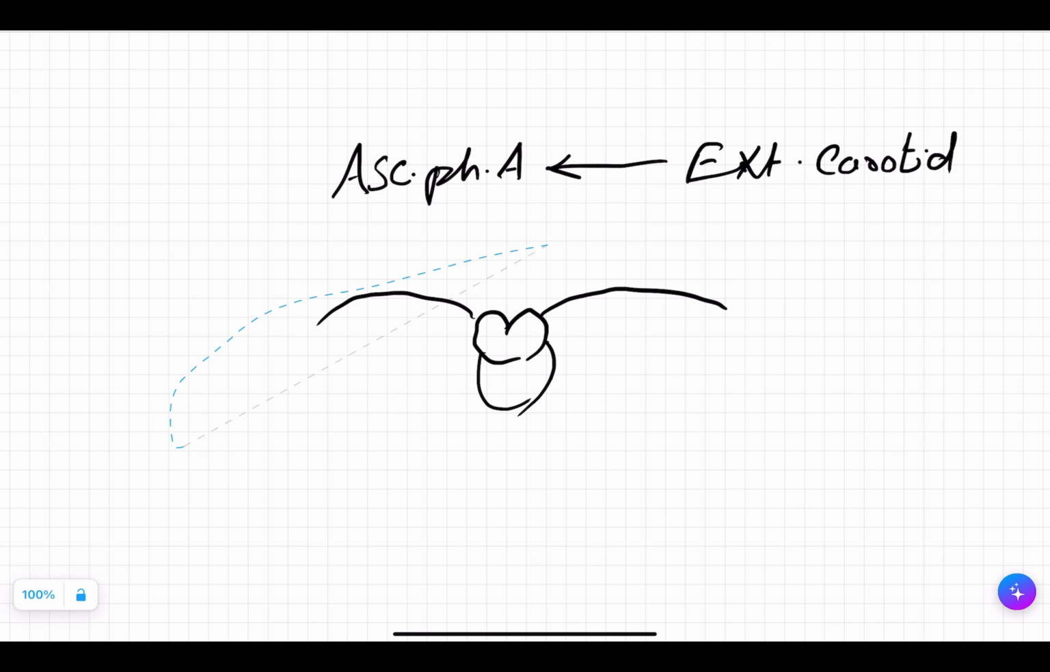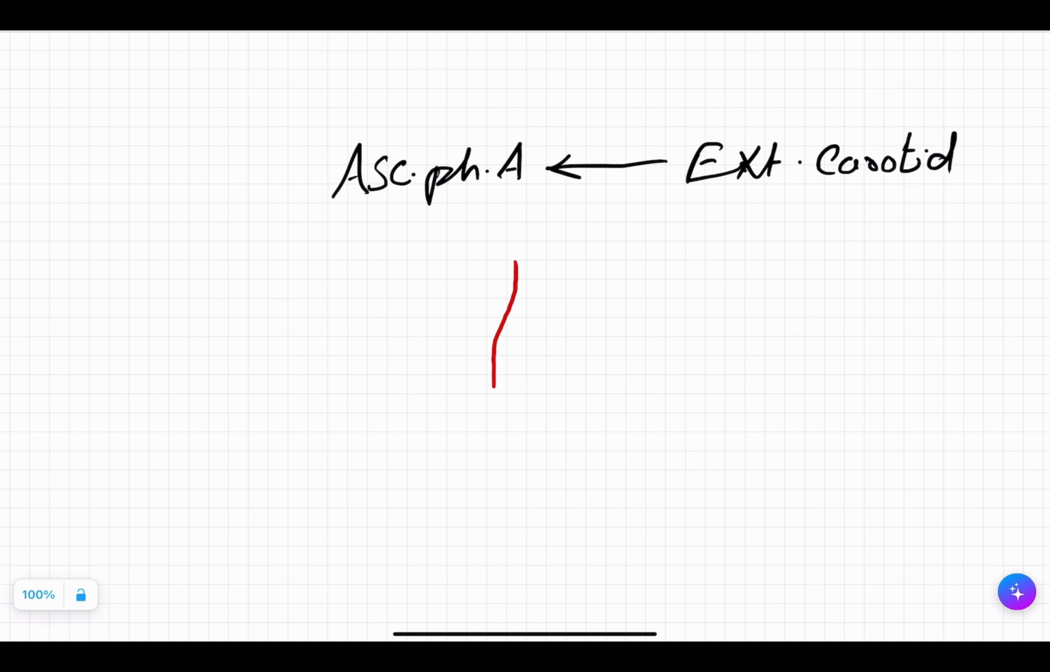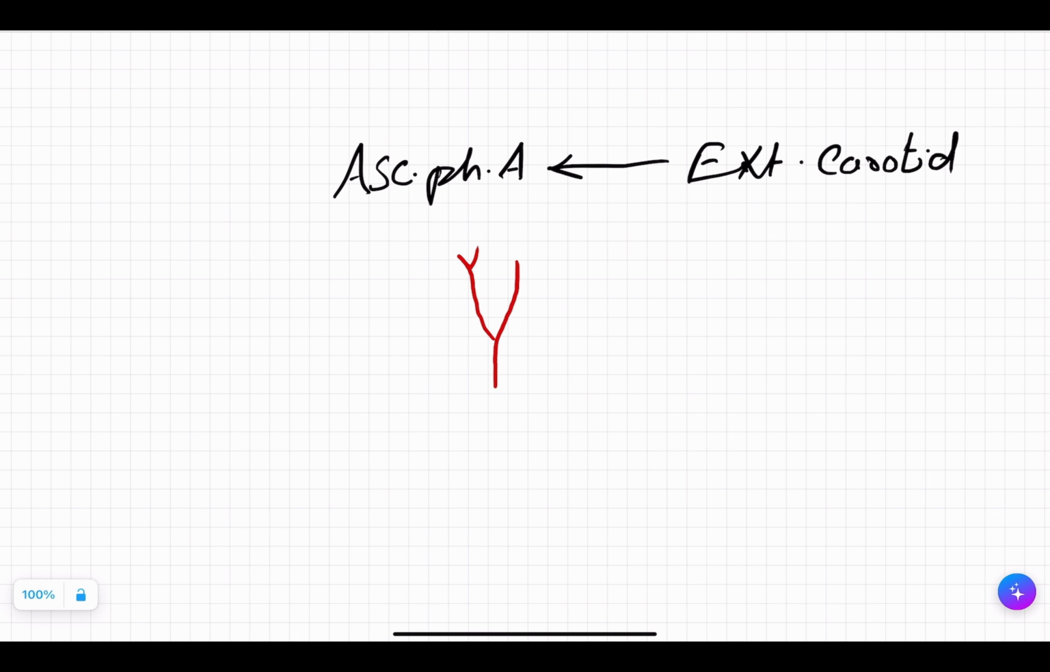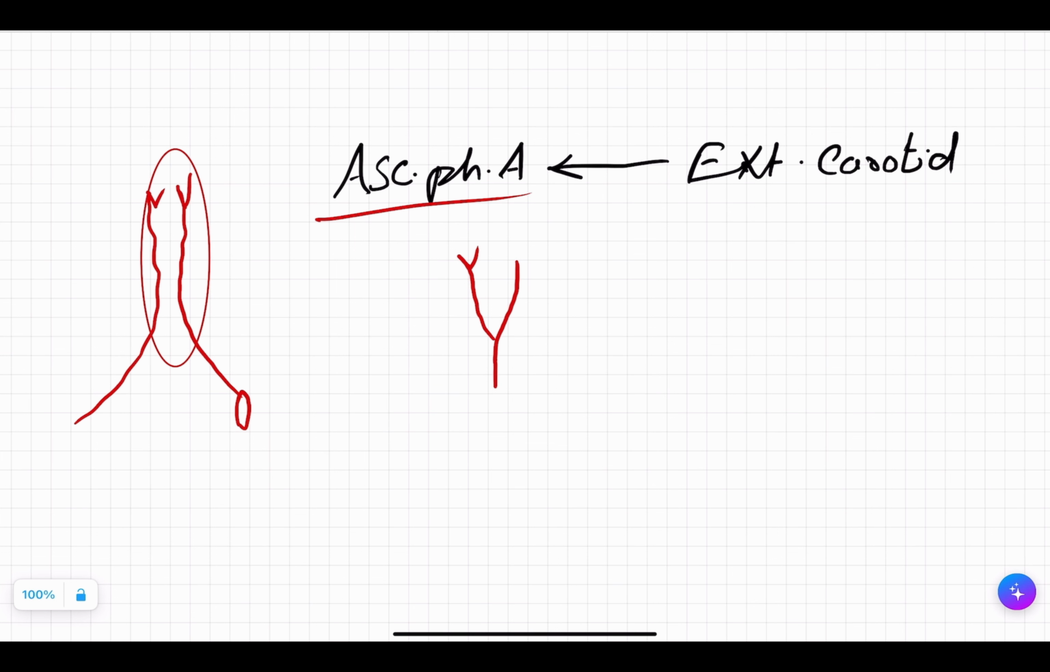The common carotid gives rise to what? Common carotid gives rise to internal carotid. Why internal? Because it goes inside the skull. External carotid, why? Because it does not go inside the skull. External carotid gives rise to a lot of branches, and one of those branches is ascending pharyngeal artery. Why ascending pharyngeal? Because if this is your pharynx and here is your external carotid artery, this will go above and it will supply it, and this is ascending, going above. That's why ascending pharyngeal artery.